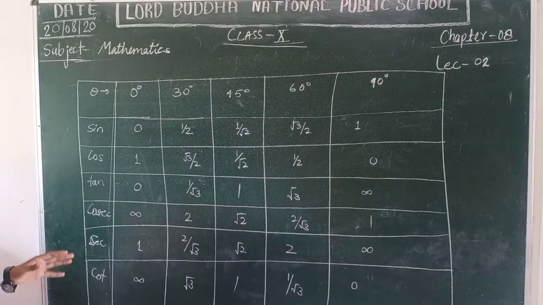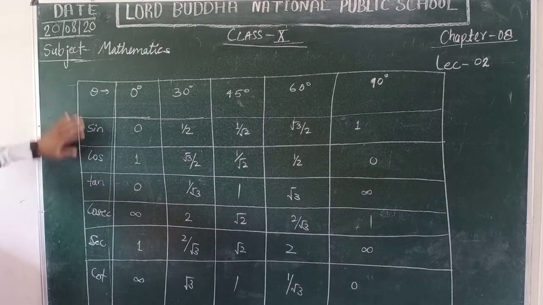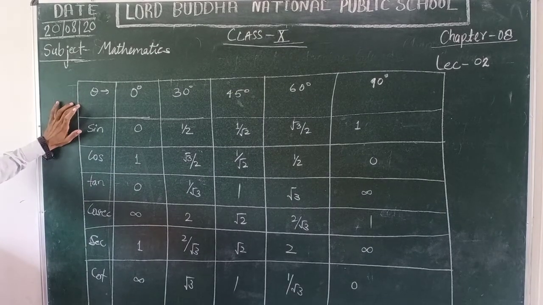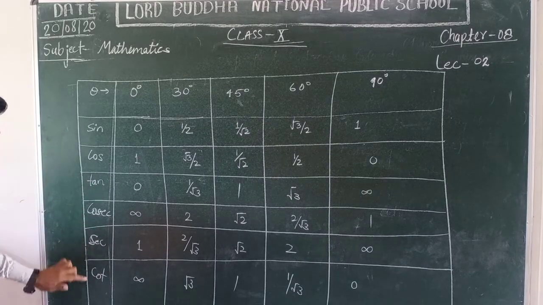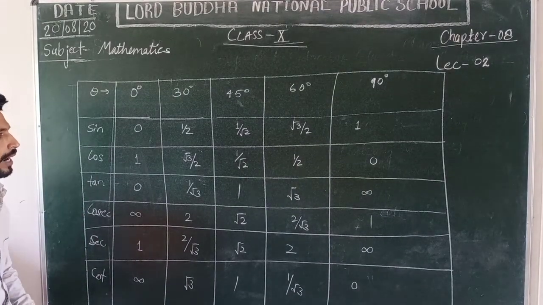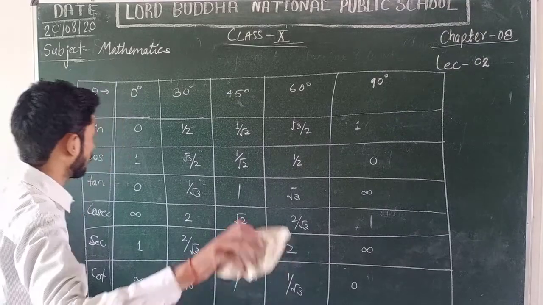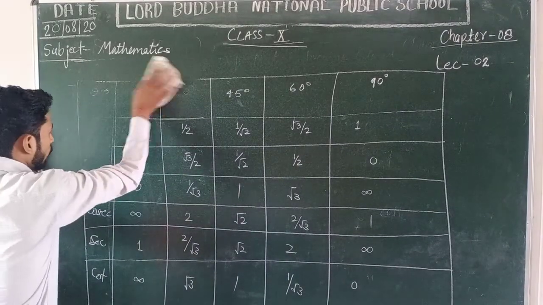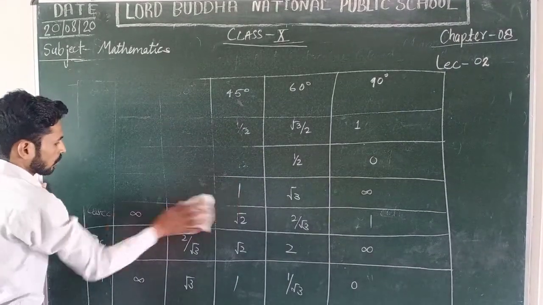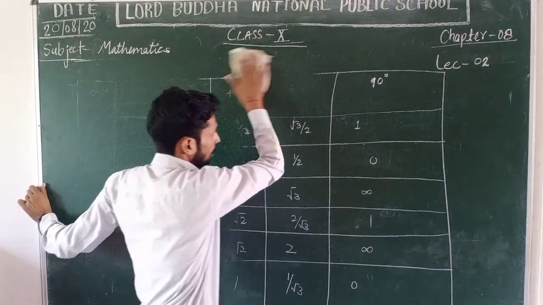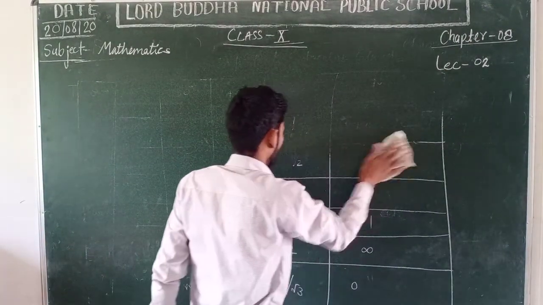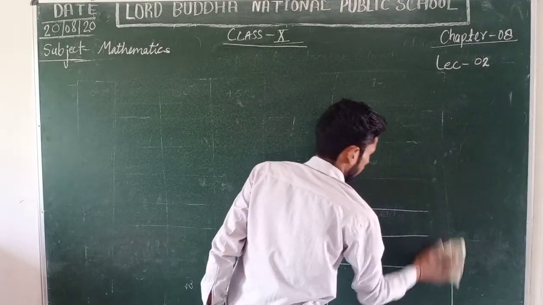So there is a table to learn the angles corresponding to the trigonometric functions like sine, cos, tan, cosec, sec and cot. And after remembering these angles and their values, we will go to solve the questions related to the trigonometric functions, and then we will go for the exercise.